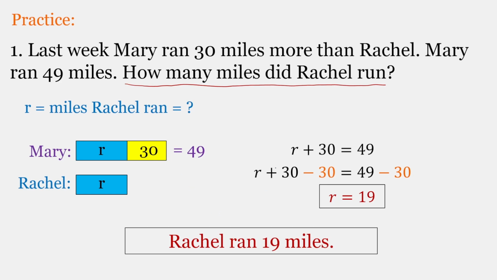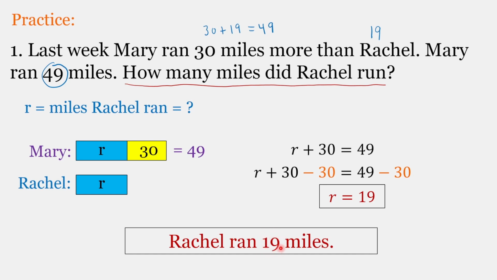So let's check that answer. So if Rachel ran 19 miles, that means this value right here for Rachel is 19. So Mary ran 30 plus 19, and that's equal to 49. And that's the value given to us in the problem.